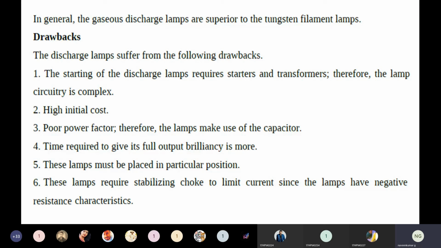Next, the time required to give its full output brilliancy is more. Usually it takes a minimum of 10 minutes.